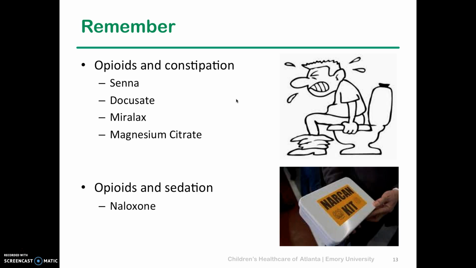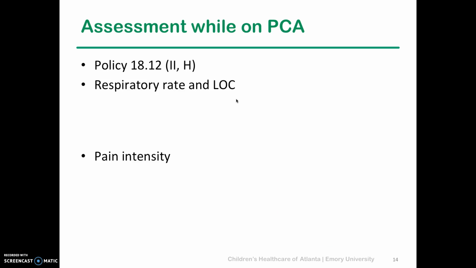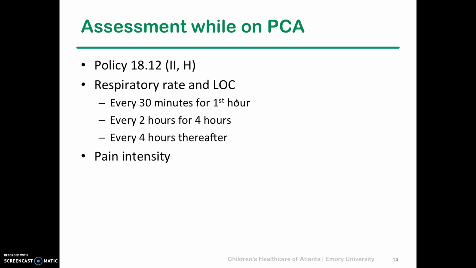Furthermore, to avoid oversedation or respiratory depression, PRN doses of Narcan should be ordered for the nurse to use and to have at the bedside in case during assessment the patient is noted to have respiratory depression. Per the institutional protocol, again, policy 18.12, and this is part 2, section H. Respiratory rate and level of consciousness need to be monitored every 30 minutes for the first hour after PCA is started, every 2 hours for 4 hours, and then every 4 hours thereafter.